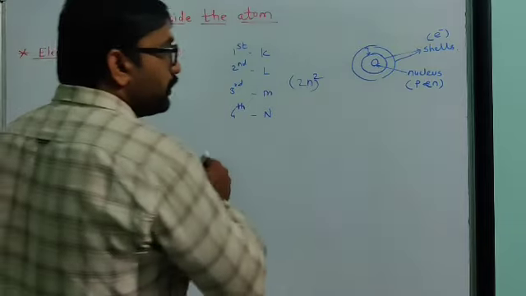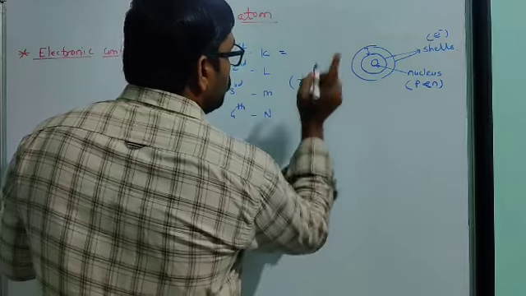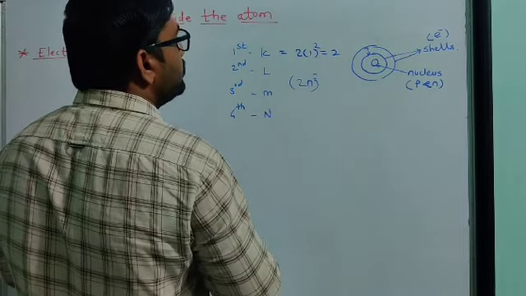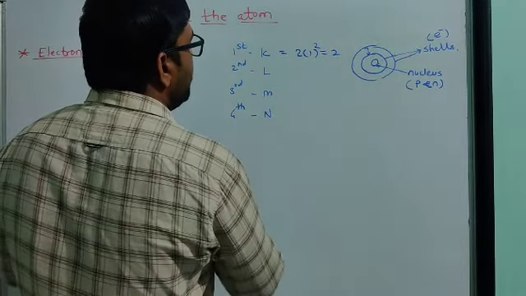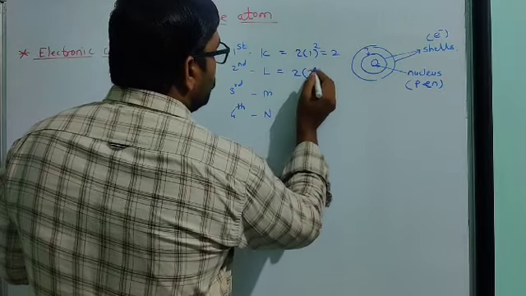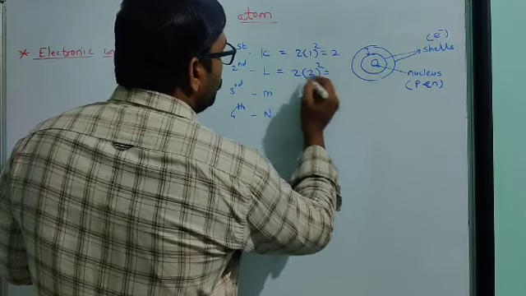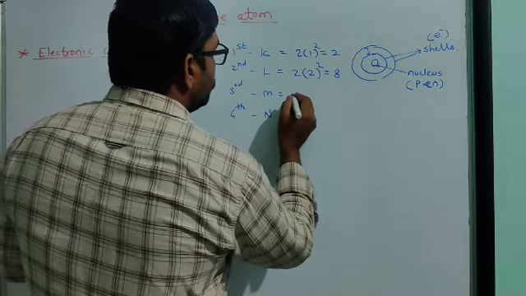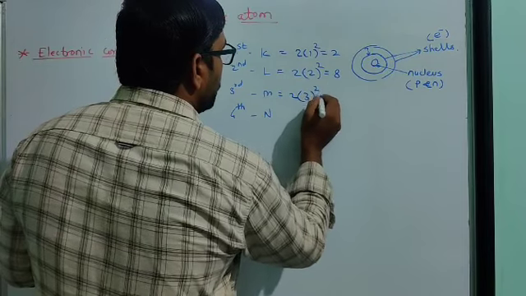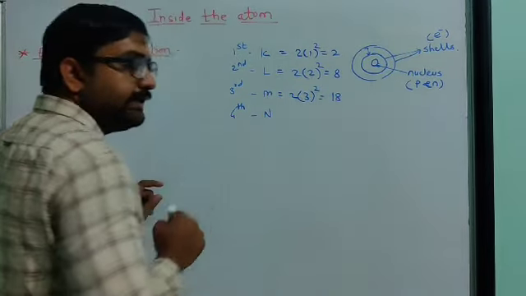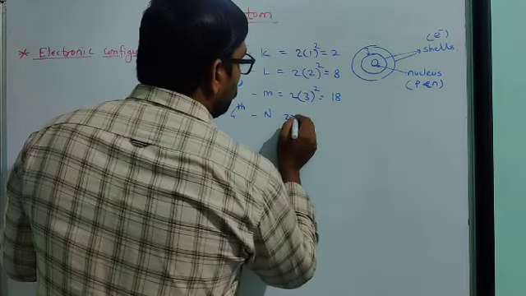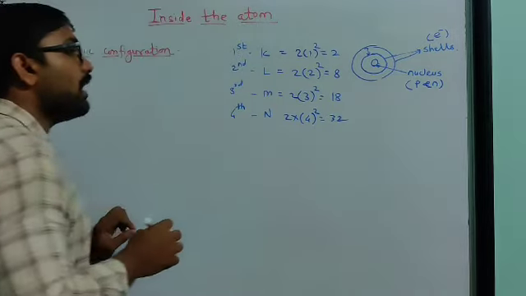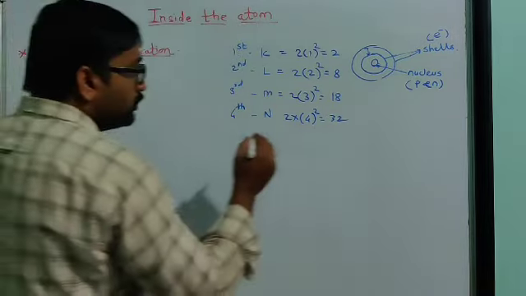For the first shell, n is equal to 1, so 2 into 1 square, 2 is the maximum capacity of the first shell. Then for the second shell, n is 2, so 2 into 4, 8, so 8 is the maximum capacity of the second shell. Third, 2 into 3 square, so it will be 18 electrons. Then 2 into 4 square, 32.